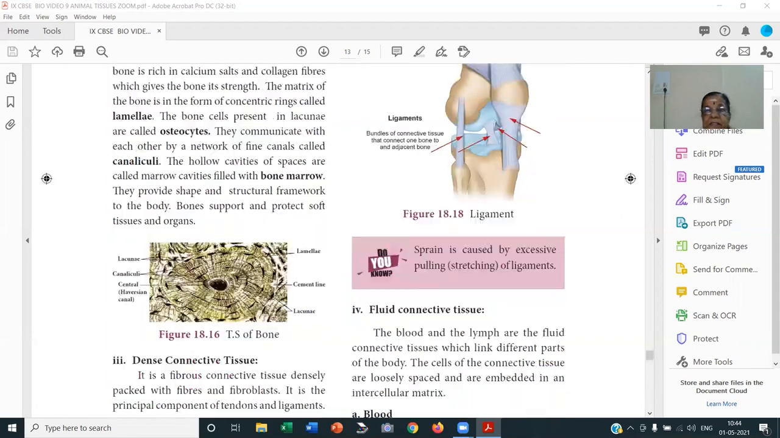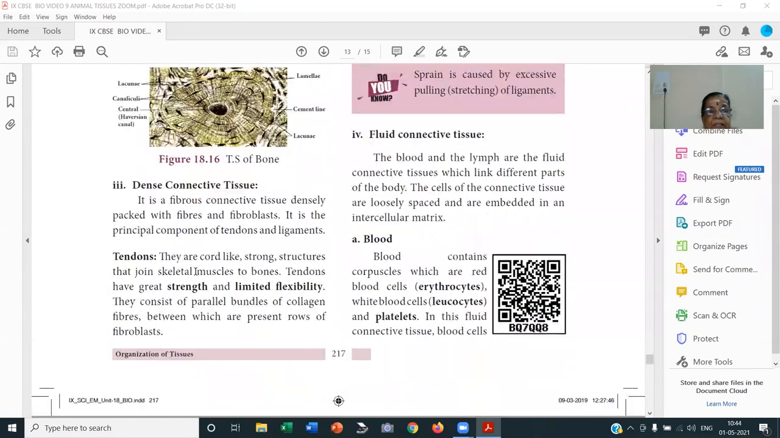Just understand it. Okay. Then dense connective tissue. Dense connective tissues are tendons and ligaments. Tendons are cord-like strong structures that join skeletal muscles to the bone.